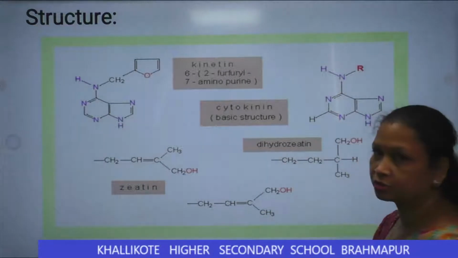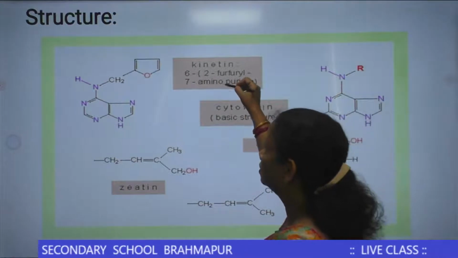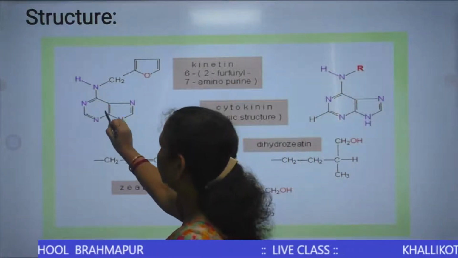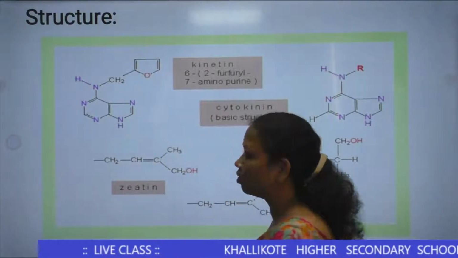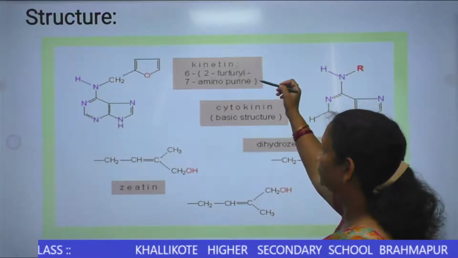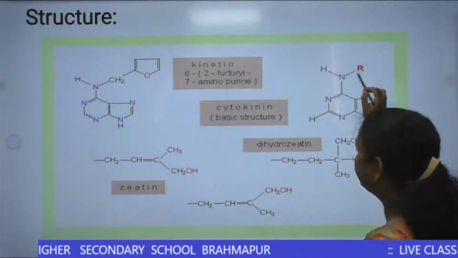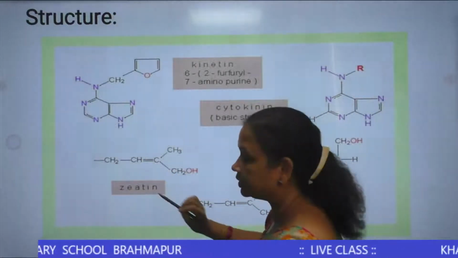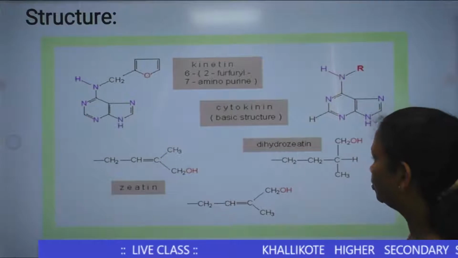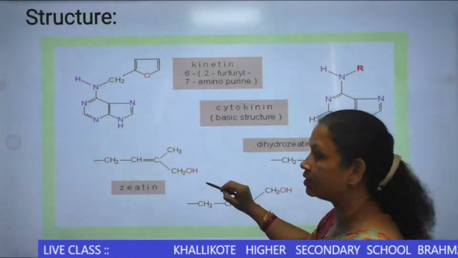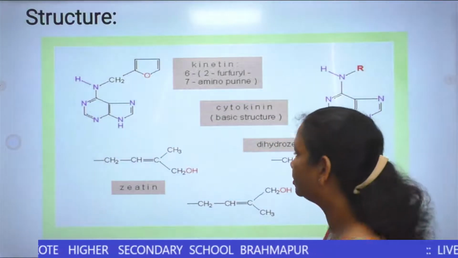So, this is the structure of the common cytokinins. This is kinetin. This is the purine ring. So, this is an adenine-like compound with a purine ring. This is kinetin, and this is again a cytokinin of two types. This R, when replaced by this portion, is zeatin, and this is another cytokinin, dihydrozeatin. So, we have zeatin as the naturally occurring cytokinin in the plants and kinetin as the cytokinin occurring in the animal cells.